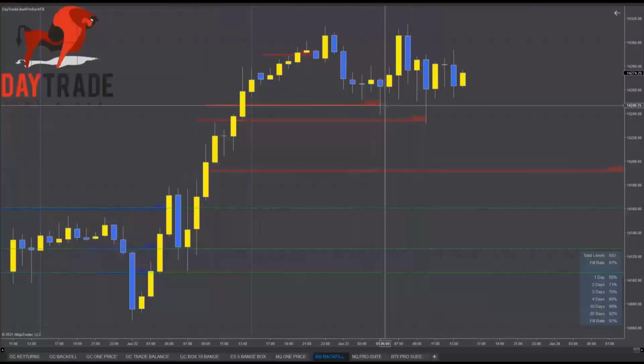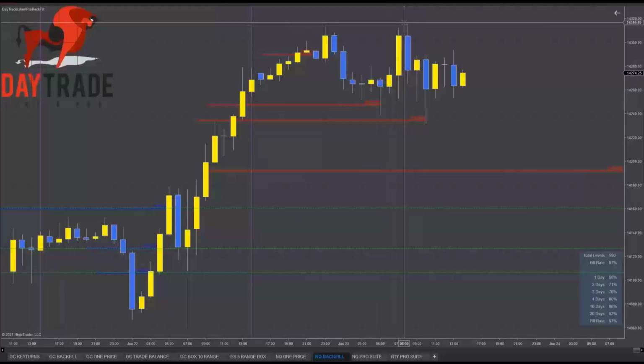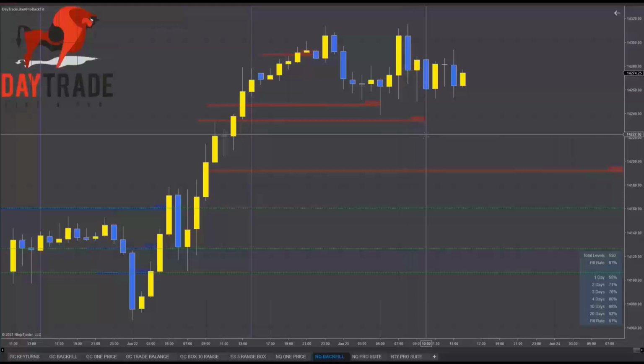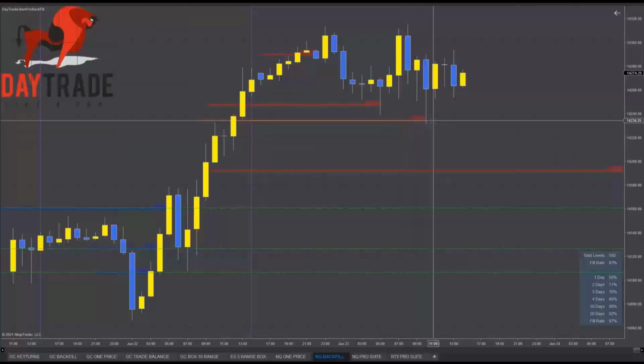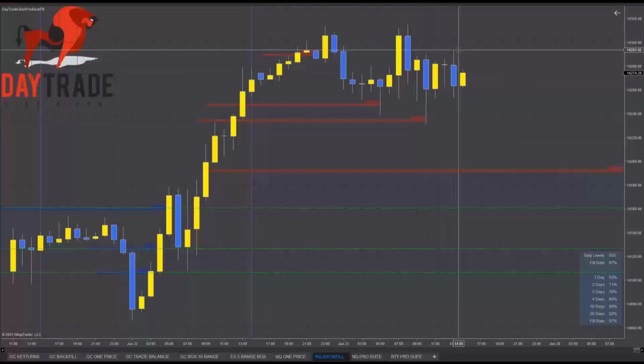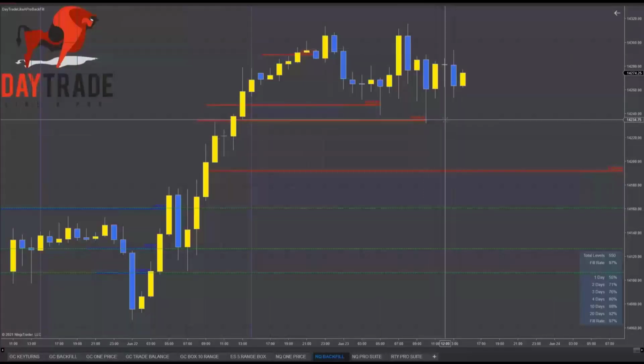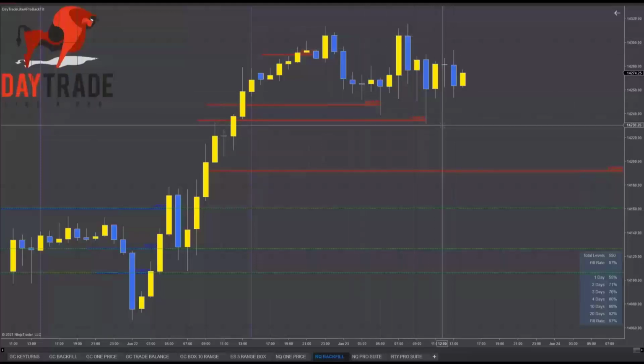This came down to 14,247 and went up to 315. 65 points-ish, 70 points, something like that. Then from 34 came back up here, so 234 to 293, 60 points. Just these two today on a 60-minute chart.